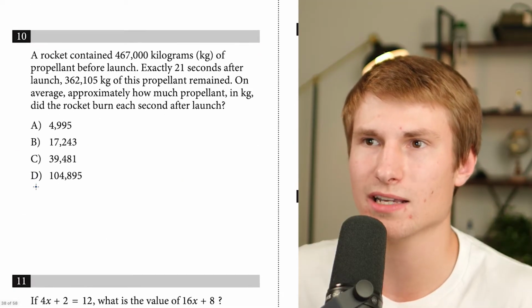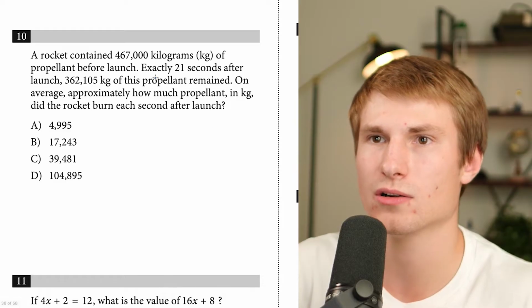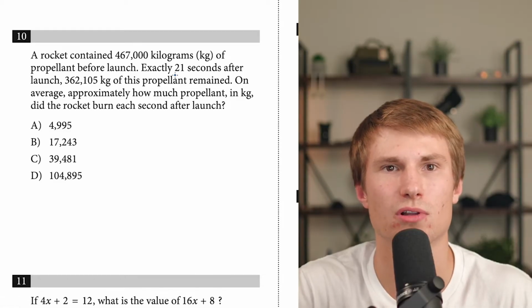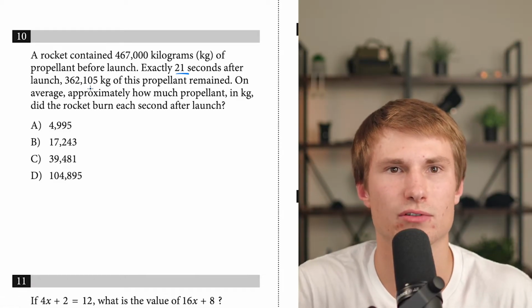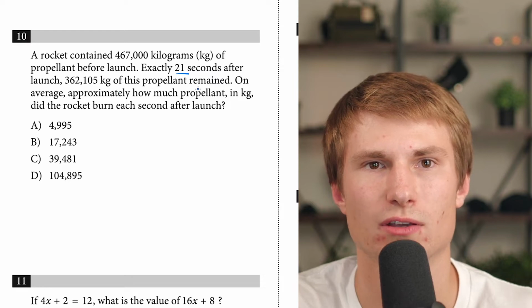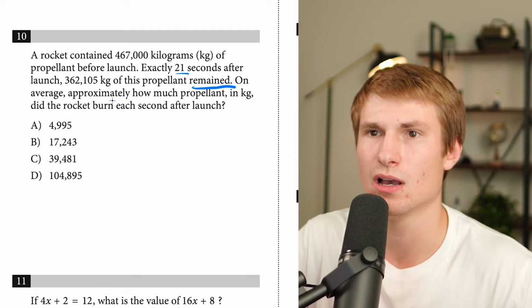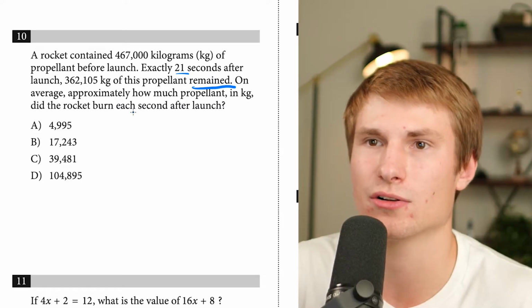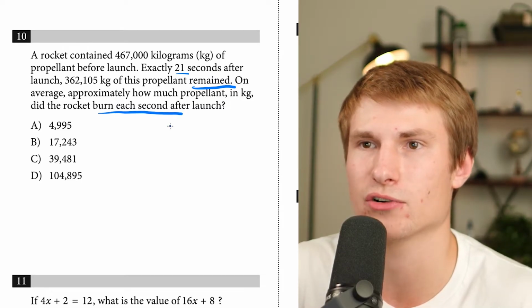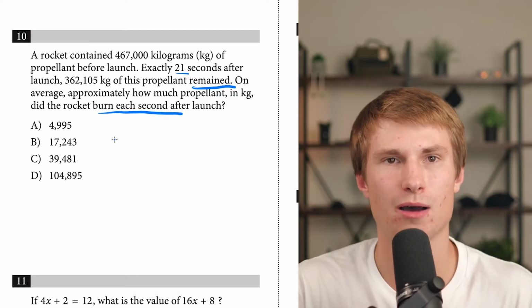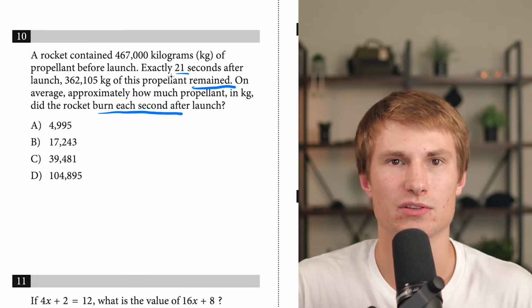We've got a rocket contained 467,000 kilograms of propellant before launch. Exactly 21 seconds after launch, 362,105 kilograms of the propellant remained. Okay, remained. So we have how much it starts with, how much remains. On average, approximately how much propellant in kilograms did the rocket burn each second after launch? Well, let's first come up with how much it burned in this first 21 seconds.